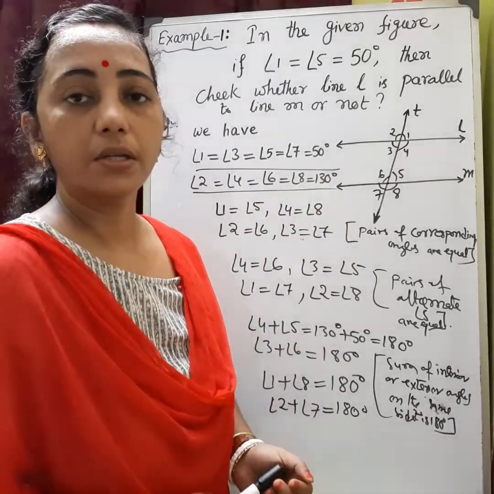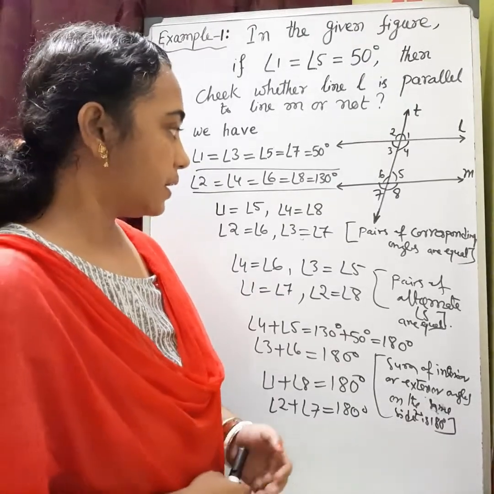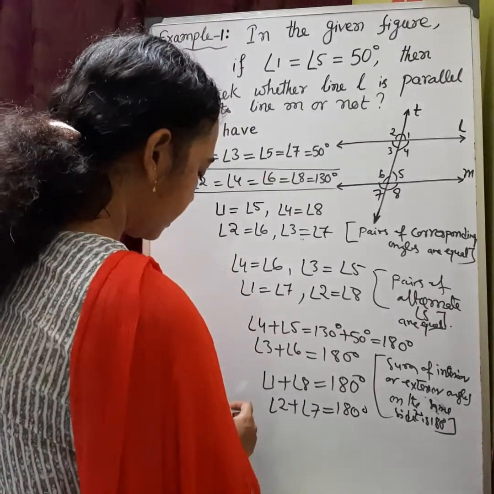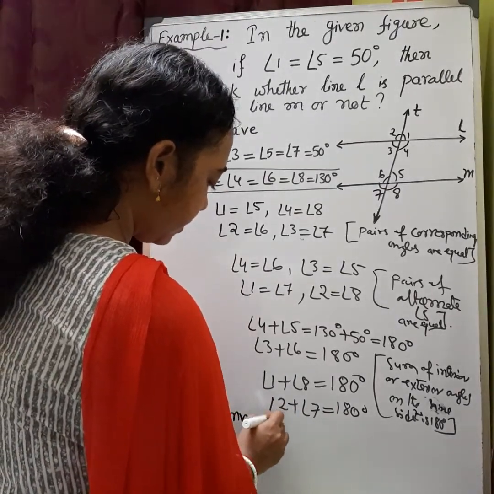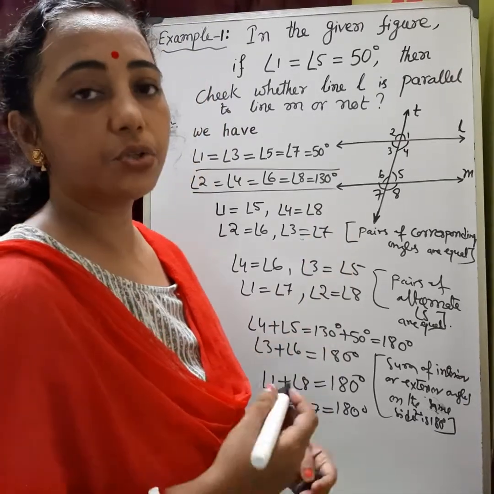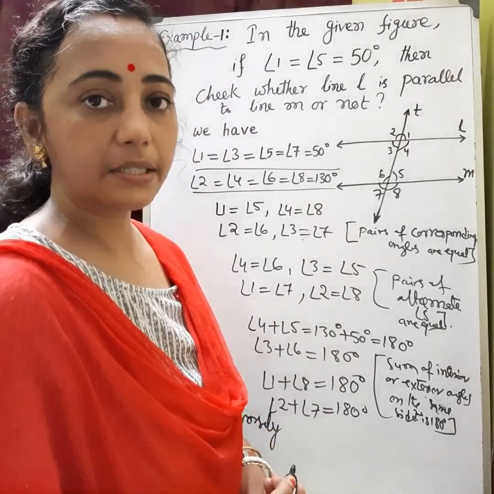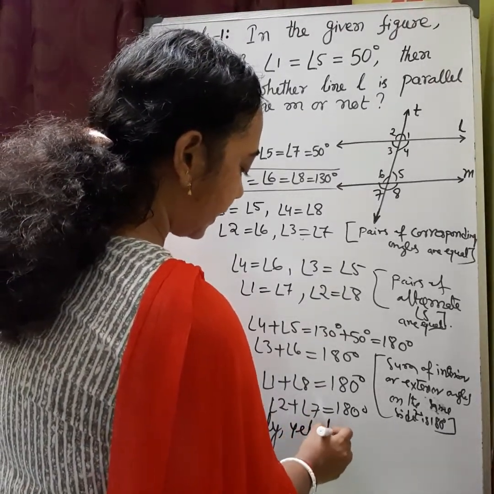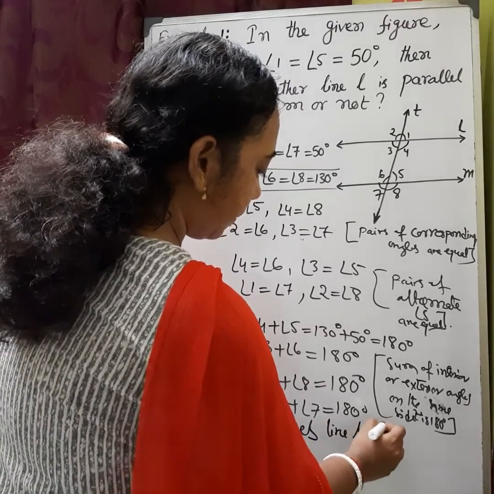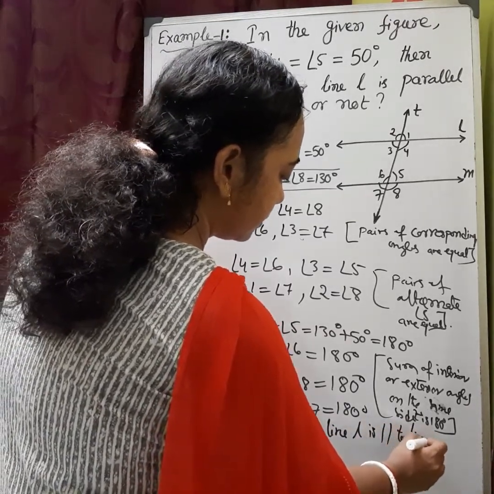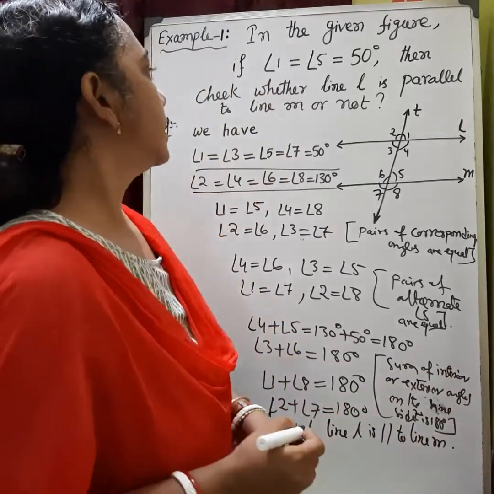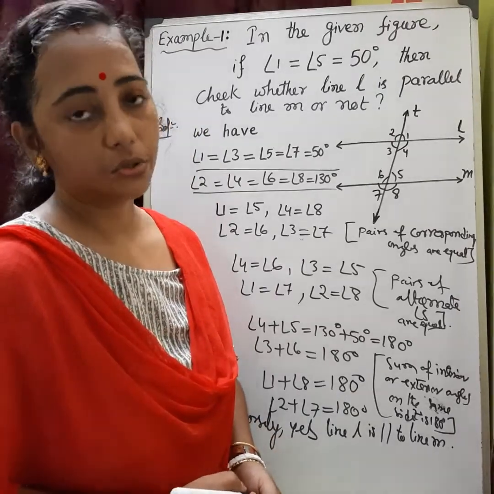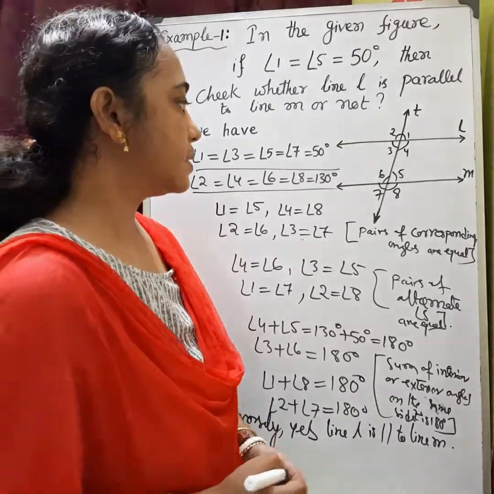So all these properties are satisfied with these two equal groups of angles, the conditions given here. So from this, conversely, we can say that yes, the line L is parallel to line M, because all these three properties are satisfied when two parallel lines are intersected by a transversal. It is asked in this question to check whether line L is parallel to line M or not. So the answer is yes, line L is parallel to M.